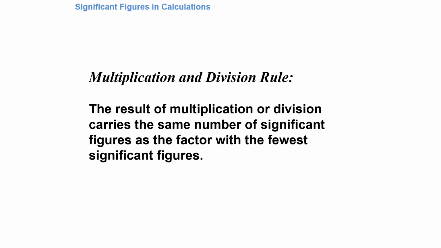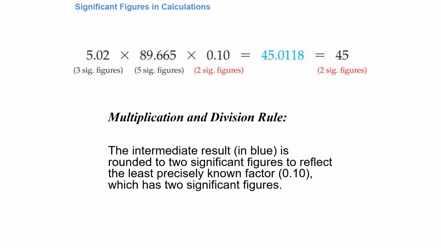The multiplication and division rule. The result of multiplication or division carries the same number of significant figures as the factor with the fewest significant figures. So if we want to multiply 5.02 times 89.665 times 0.10, we actually get this as a number. But this number has the fewest number of significant figures, so our answer has to be expressed in that many significant figures.